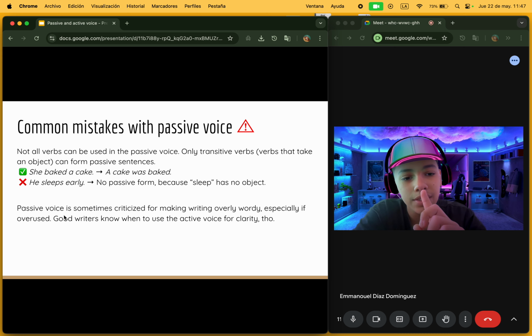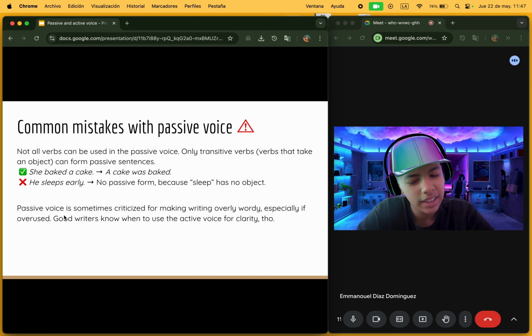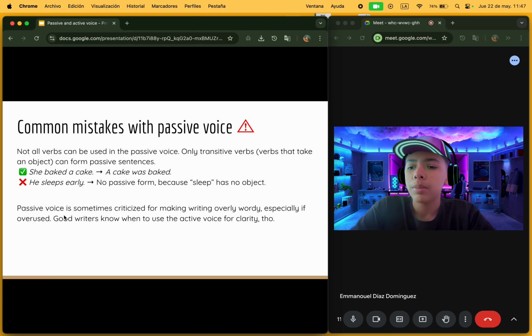And this is important. Here are some common mistakes with the passive voice. Not all verbs can be used in the passive voice, only transitive verbs. I mean verbs that can take an object can form a passive sentence. For example, she baked a cake. A cake was baked, because the cake is an object. It is possible. But for example, he sleeps early is not a passive form because sleep has no object.